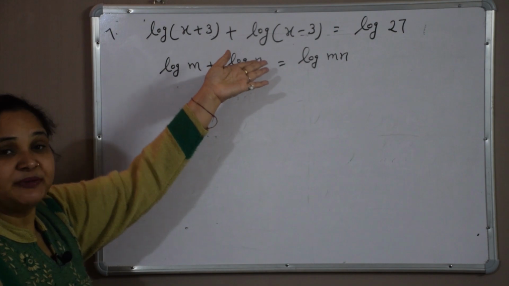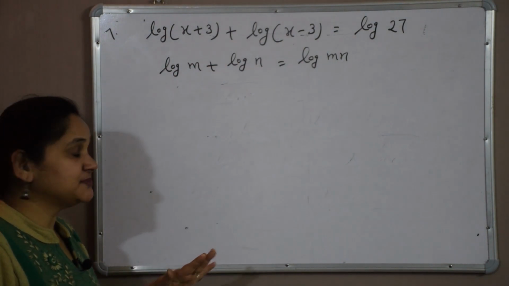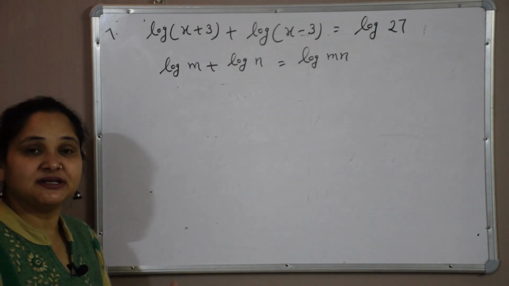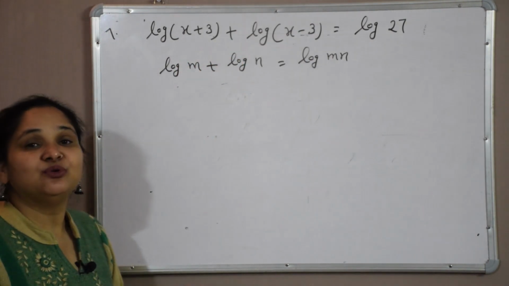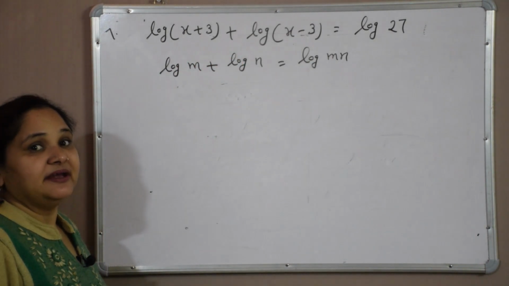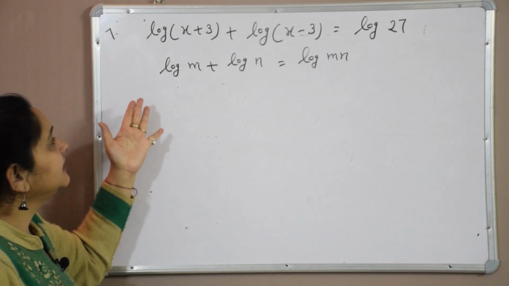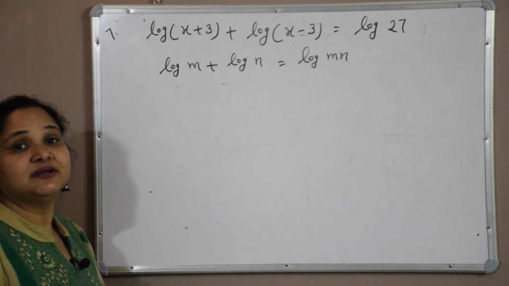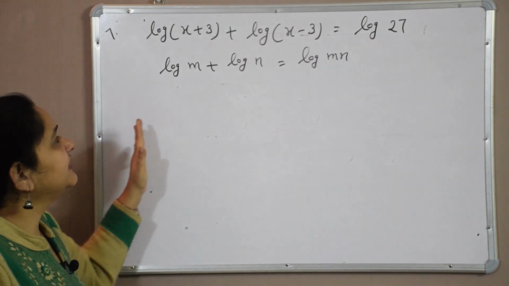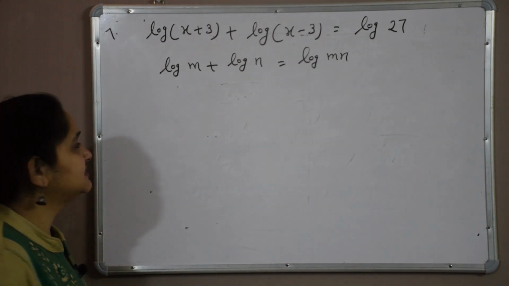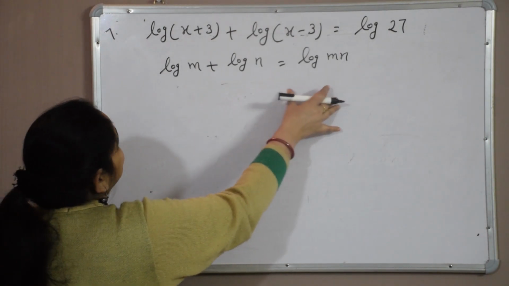Here the base is not mentioned, so we can take any base, but if we need to, we should consider the base. If the base is not mentioned, we know the base is 10, that is common log, but if we feel that we need the base, we will take it. If we don't have any requirement, we will not consider it. So it is a pretty cool question.